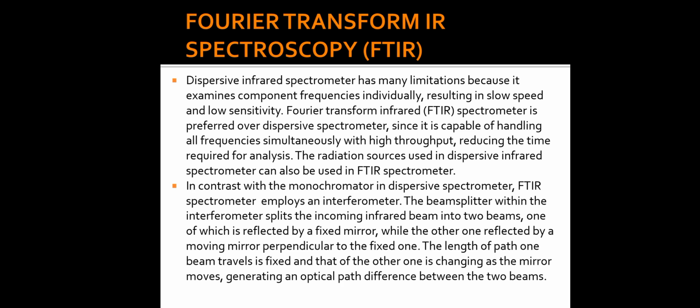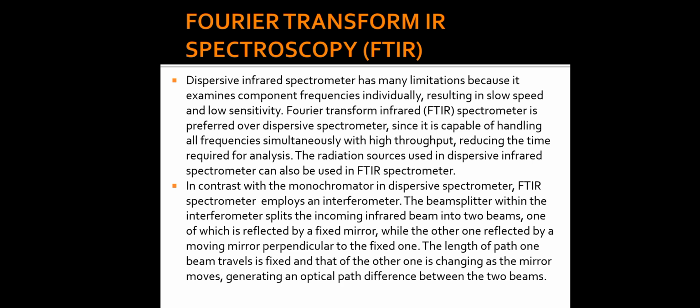Now, Fourier transform infrared spectroscopy (FTIR). The normal type of dispersive infrared spectrometer has many limitations because it examines component frequencies individually, resulting in slow speed and low sensitivity. FTIR spectrometer is preferred over dispersive spectrometer since it is capable of handling all the frequencies simultaneously with high output, reducing the time required for the analysis.